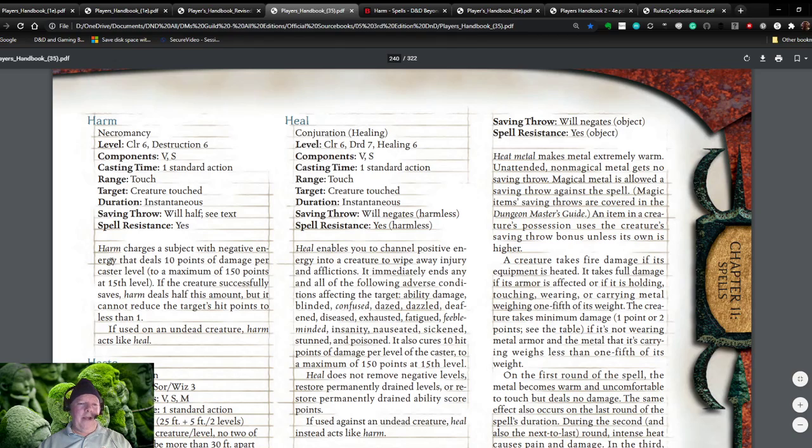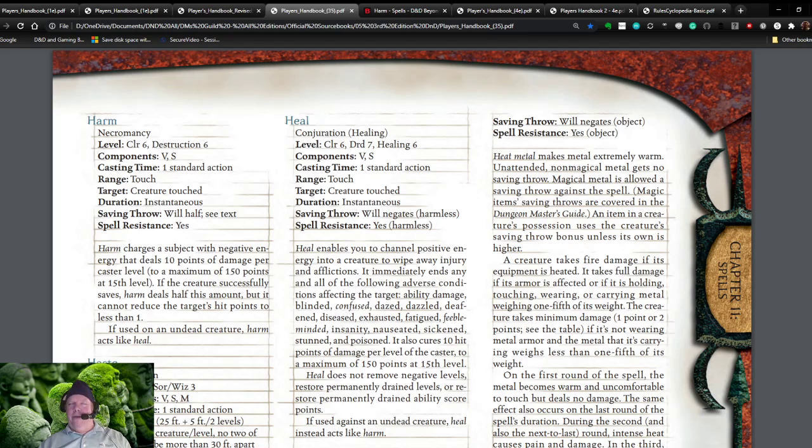Harm charges a subject with negative energy. It deals 10 points of damage per caster level to a maximum of 150 points at 15th level. If the creature successfully saves, harm deals half this much damage, but it cannot reduce the target's hit points to less than 1. So if used on an undead creature, harm acts like heal. So actually, this says that, while the first 2 editions imply that harm will not affect undead, it will affect undead, but it'll actually make them stronger or heal their injuries.